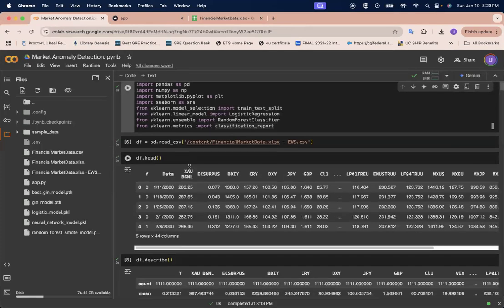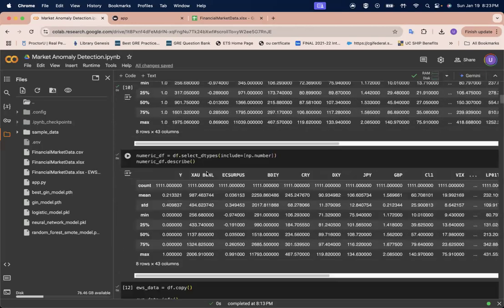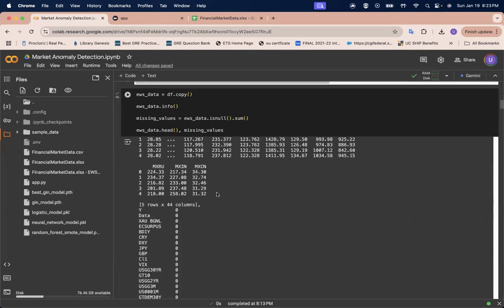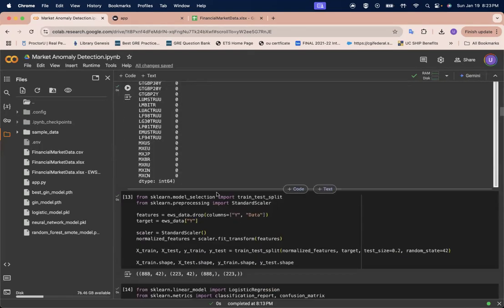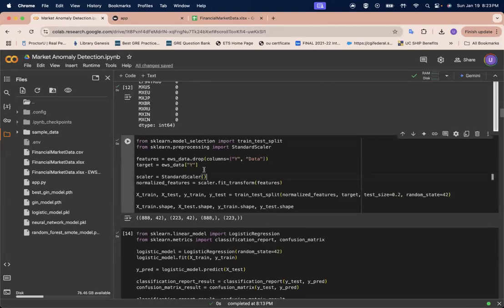The data for this project comes from Bloomberg, as mentioned, which is one of the most trusted sources for financial market information. Initially, we start by pre-processing this data, basically renaming unnamed columns, ensuring that all the data is cleaned, as well as ensuring that there is no missing data. The Y column here represents the anomalies, which basically is a Boolean category.